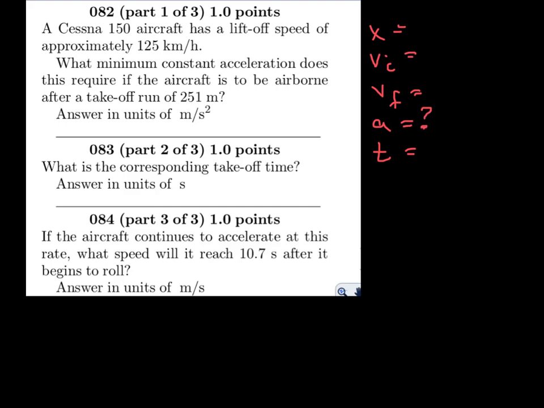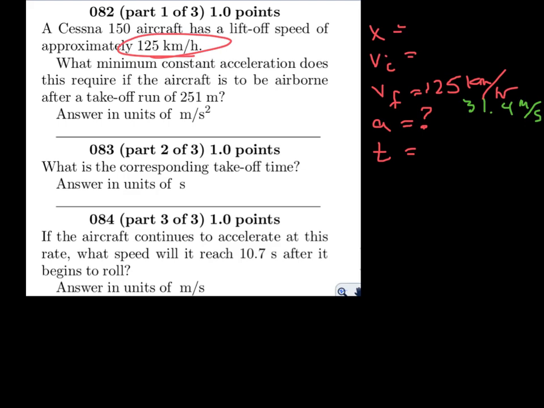It says it has to have a liftoff speed of approximately 125 kilometers per hour. So that means when the plane takes off at the end of the runway, it needs to be going 125 kilometers per hour. Now, what do we have to do to that? Do you remember? Pay attention. Kilometers per hour. So what do we have to do? Correct. Change it to meters per second. So pause the video. You should have gotten 31.4 meters per second.